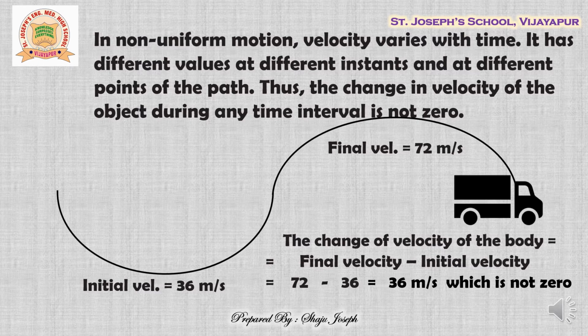Did we get 0 this time? No, the change is not 0. We are getting a non-zero number. When do we get a non-zero number? When the object undergoes non-uniform motion. So if that is the case, let us talk about how to measure these changes.